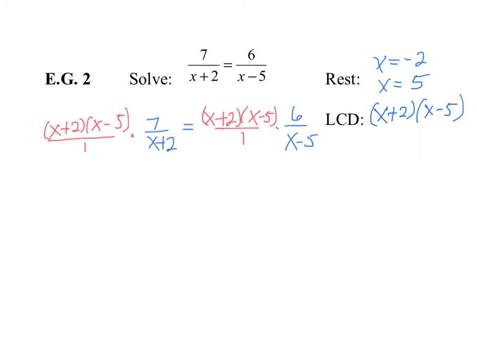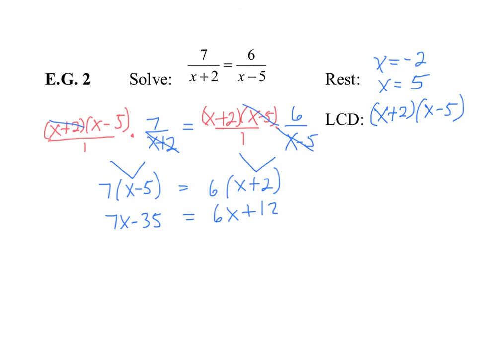Again, that LCD is going to multiply to each of these ratios, and then we cancel the groups that will cancel each other out. So the x plus 2's cancel, the x minus 5's cancel, and then we have to multiply what's remaining. Multiplying here, we'll have to distribute the 7 into that group, 7x minus 35. We have to distribute the 6 into this group, giving us 6x plus 12, and now we solve for x.